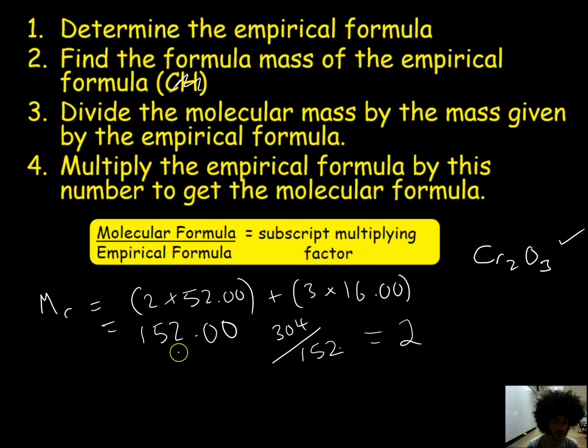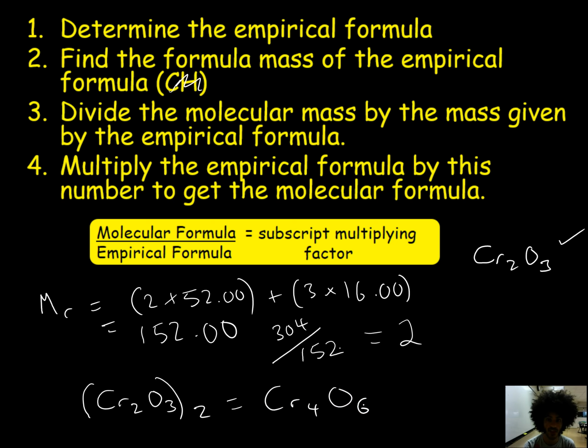And my final step, I have to multiply the empirical formula by that number to get the molecular formula. Now my empirical formula is Cr2O3. I times it by 2, so it's Cr4O6. And that's how you do it.